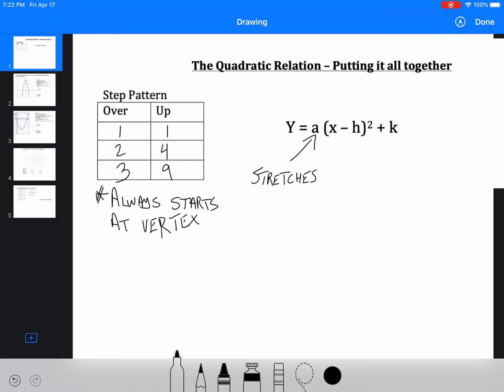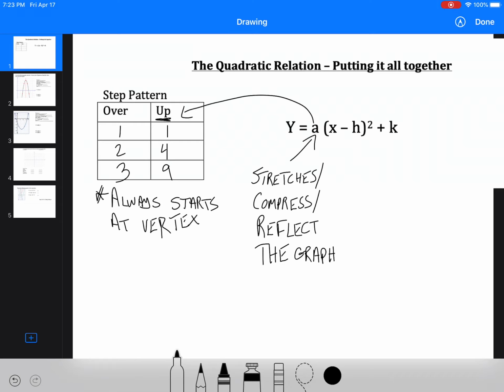Now, the A value stretches, compresses, or reflects the graph. So when we're looking at the A value, all we have to do is always multiply our up values by the A. So A is always going to multiply our up values, and that's going to take care of the A value.